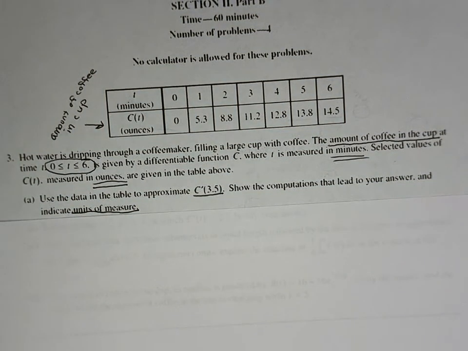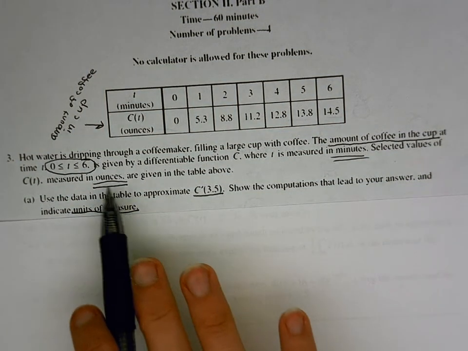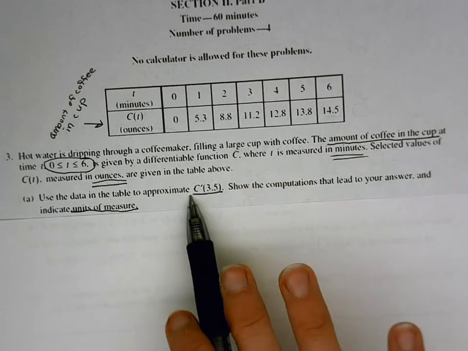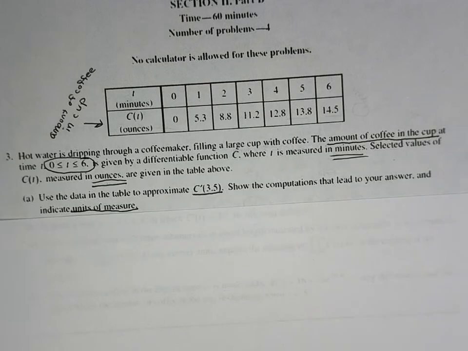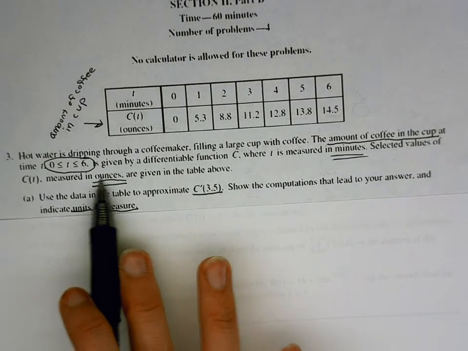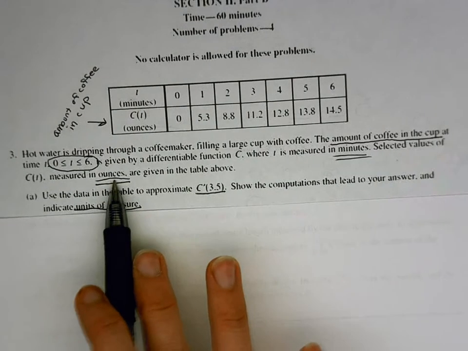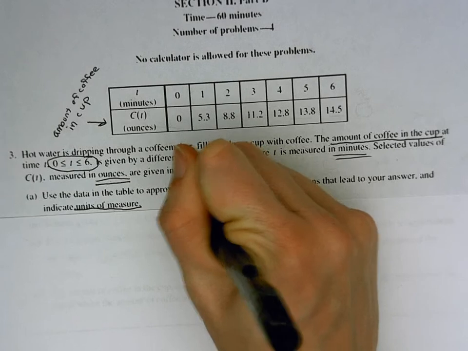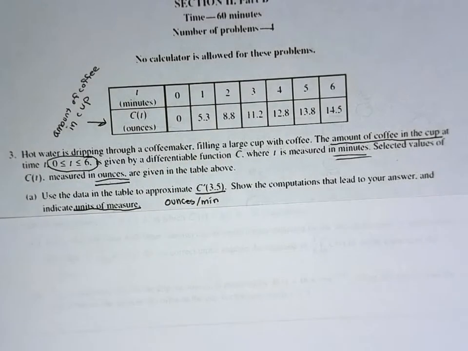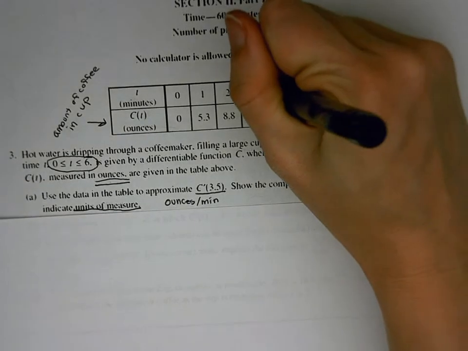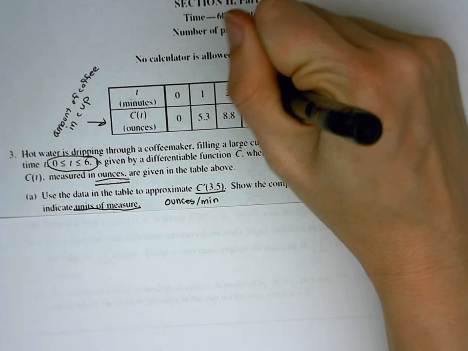Because we already recognized that our units were ounces for C, minutes for T. This is C prime. This is a derivative. This is a velocity of my C, which was in ounces. And so velocity with ounces would be ounces per minute, right? So you might just write this on your paper, ounces per minute. And that's a point for the unit. Okay, for the approximation, we're approximating at 3.5. Well, 3.5 is located right here, between 3 and 4.